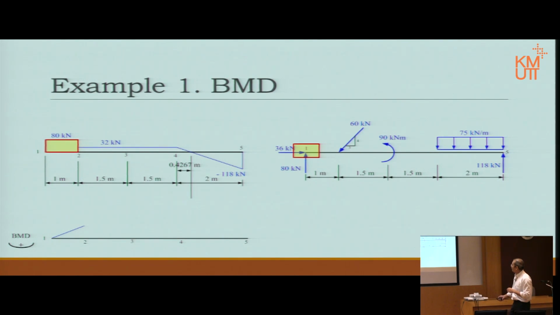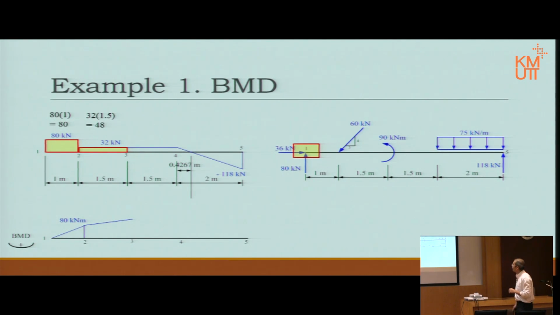Next, we calculate the area, which is 80. Therefore, the moment changes from 0 to 80 kilonewton meters. Then between 2 and 3, that is the area we have to look at. There is no moment at point 2, so there is no jump here. Again, 32 kilonewton all the way through. Shear is consistent, and shear is equal to the slope of the bending moment. Therefore, the slope of the bending moment is also consistent, so it's still a straight line here.